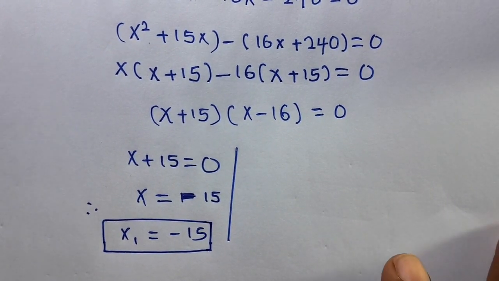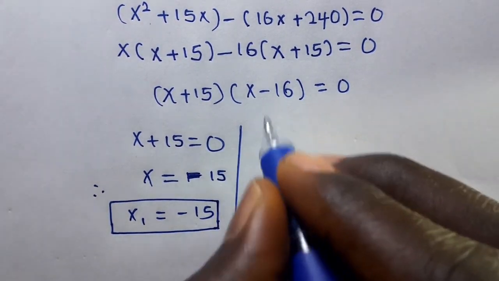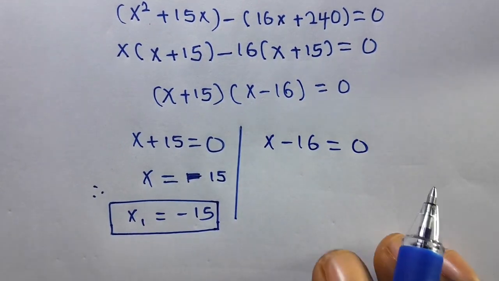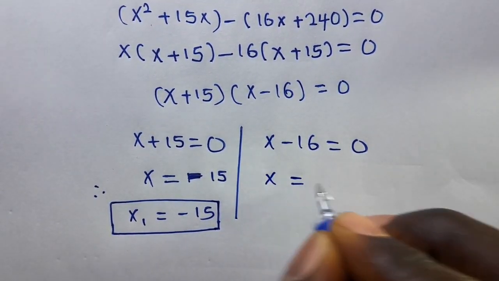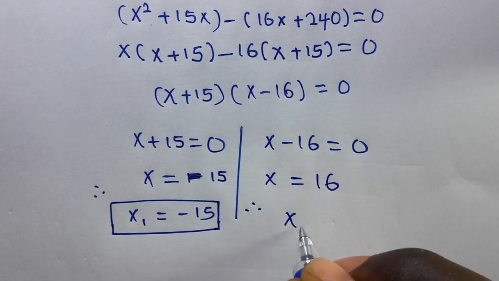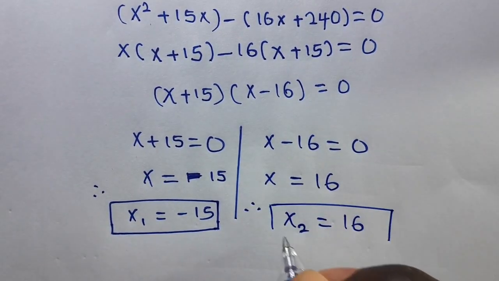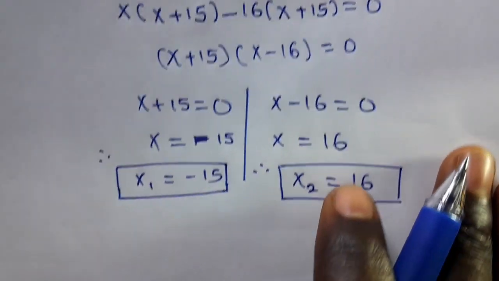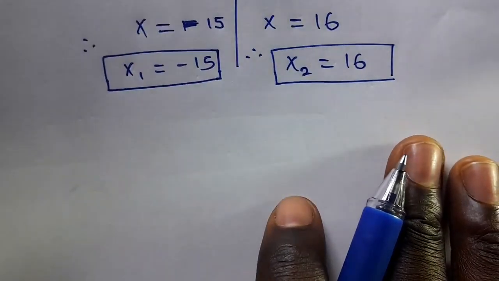Again, we have x minus 16 equals 0. Then we have our x equals 16, which we can declare to be x2 equals 16. So from here, let's check for the value of x1 and x2.